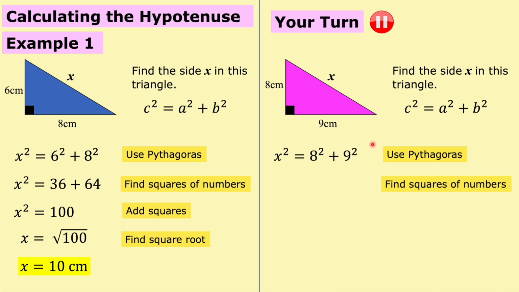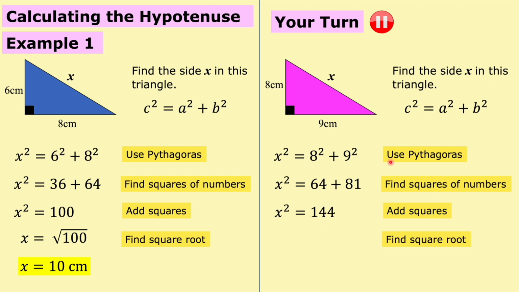We're then going to find the squares of these numbers. So 8 squared is 64, so 8 times 8 is 64, 9 squared is 81. We're then going to add them together to get 144, so that's x squared equals 144, but we just want to find x, so we need to square root 144 to get the answer of 12. 12 centimetres, don't forget your units, so well done if you got that.